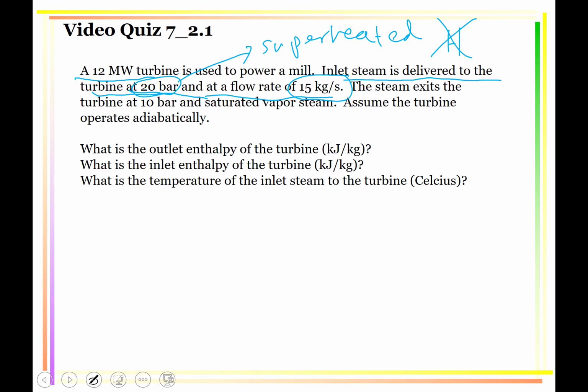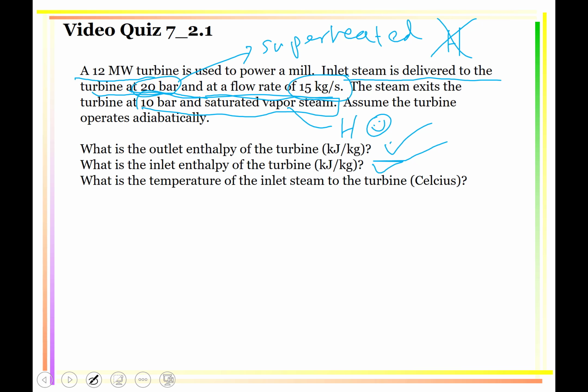The steam exits the turbine at 10 bar in saturated vapor. Here we do have enough information to get the H, so you can look that up. Now, with that, first you're going to calculate the outlet enthalpy of the turbine. To calculate the inlet enthalpy of the turbine, you need to use the energy balance.